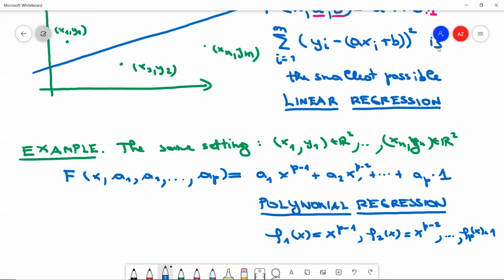There are two comments in the chat. Yes, we just change f of x is ax plus b to f of x is of this form, as I wrote, or as you wrote in the chat.